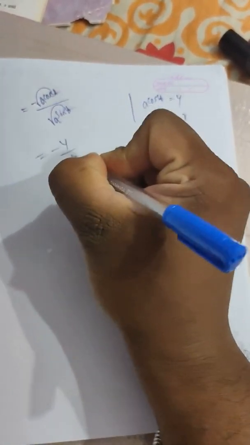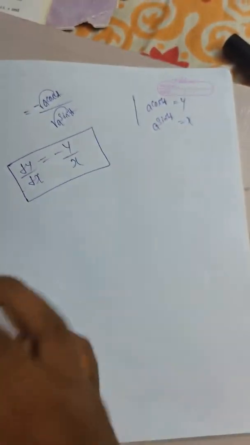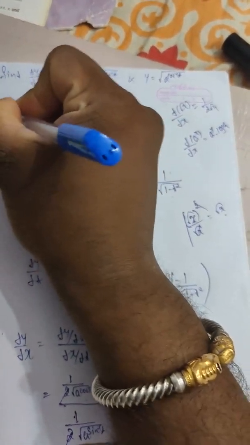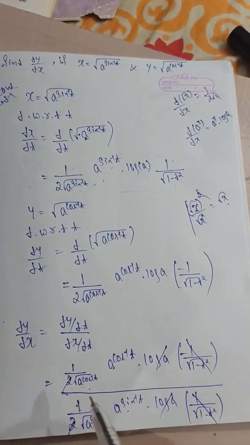Here we know that a to the power of cos inverse t is y, and a to the power of sin inverse t is x. Means minus y by x. dy by dx is equal to minus y by x. This is method 1 of the problem. So we have 2 methods, and first I am done with the first method.